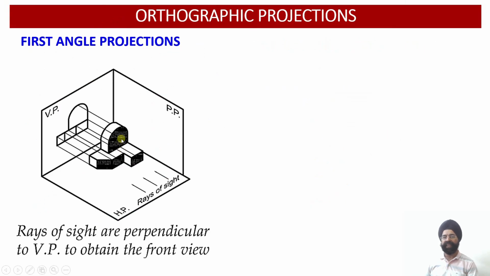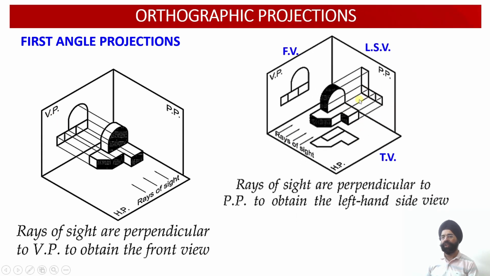Now similar examples are there. This is another object, and we can see the rays of sight, they will be perpendicular to the plane of projection. So when you have to draw the front view, this will be drawn on the vertical plane. So rays of sight, they are parallel to each other and perpendicular to VP. Similarly, whenever you have to draw the side view, the rays of sight, they are parallel to each other and perpendicular to the profile plane. Similarly, when you draw the top view, the rays of sight, they will be perpendicular to the HP, and you will be able to get the front view, the top view, and the side view of the object.